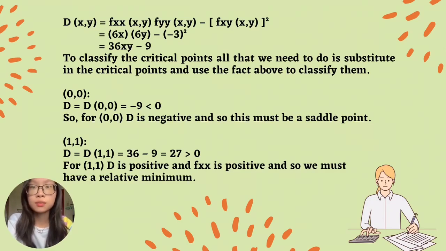To classify the critical points, all that we need to do is substitute in the critical points and use the fact above to classify them. When the critical point is (0,0), D equals D(0,0), which is negative 9, and it is less than 0. So, for (0,0), D is negative, and so this must be a saddle point. When the critical point is (1,1), D equals D(1,1), which is 36 minus 9, and we get the answer 27, which is bigger than 0. For (1,1), D is positive, and differentiate fx with respect to x is positive, and so we must have a relative minimum.